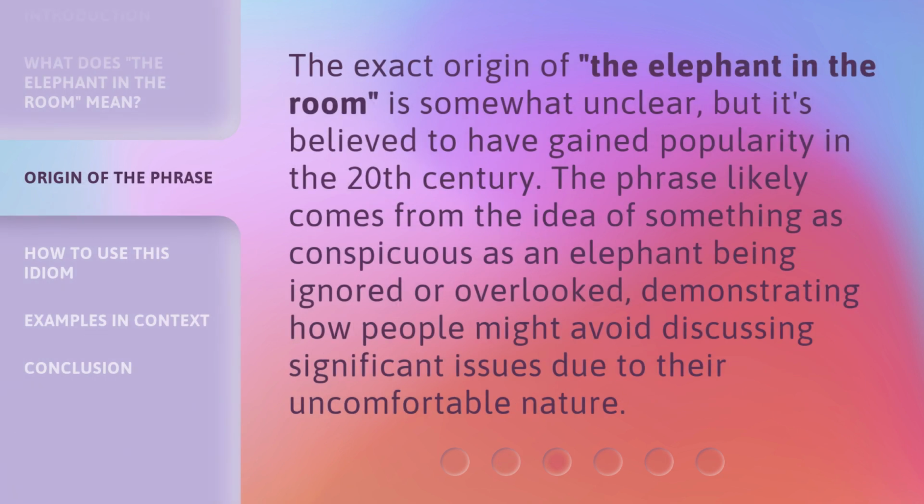The exact origin of "the elephant in the room" is somewhat unclear, but it's believed to have gained popularity in the 20th century. The phrase likely comes from the idea of something as conspicuous as an elephant being ignored or overlooked, demonstrating how people might avoid discussing significant issues due to their uncomfortable nature.